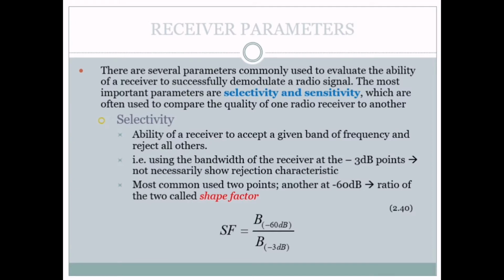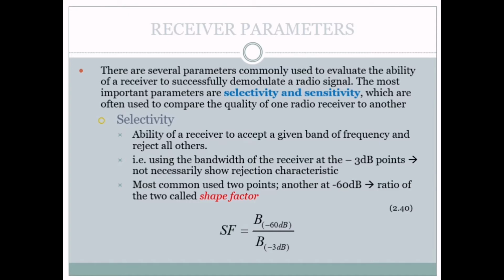There are several receiver parameters commonly used to evaluate the ability of a receiver to successfully demodulate a radio signal. The most important parameters are selectivity and sensitivity, which are often used to compare the quality of one radio receiver to another. First we're going to look into selectivity. Selectivity is the ability of a receiver to accept a given band of frequency and reject all others.